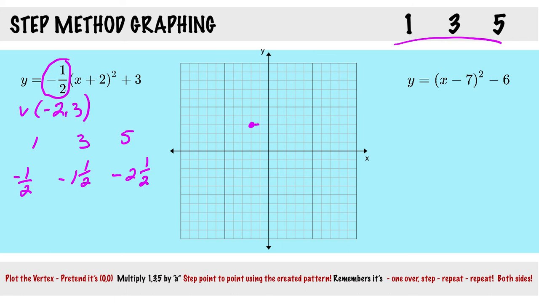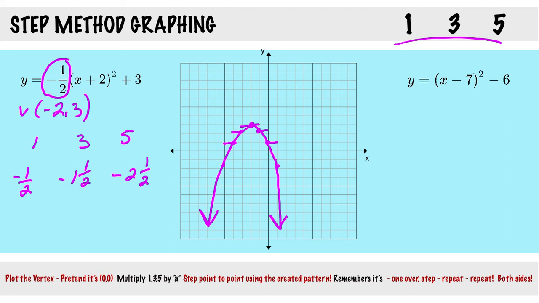Step to the right, down 1/2. Step to the right, down 1.5. Step to the right, down 2.5. Step to the left, down 1/2. Step to the left, down 1.5. Step to the left, down 2.5. And there is my parabola.